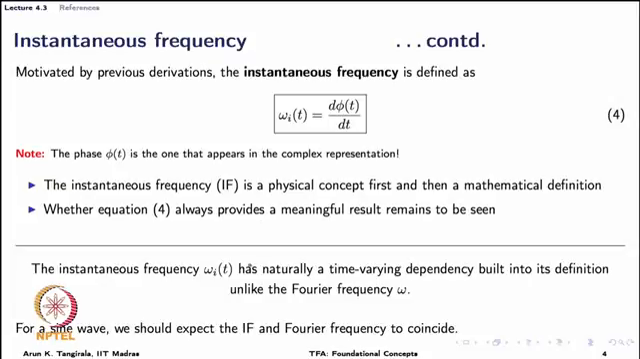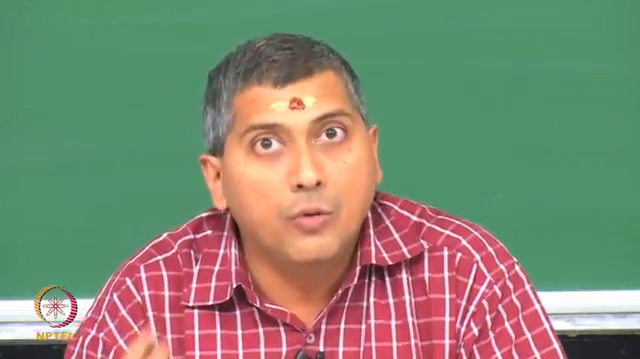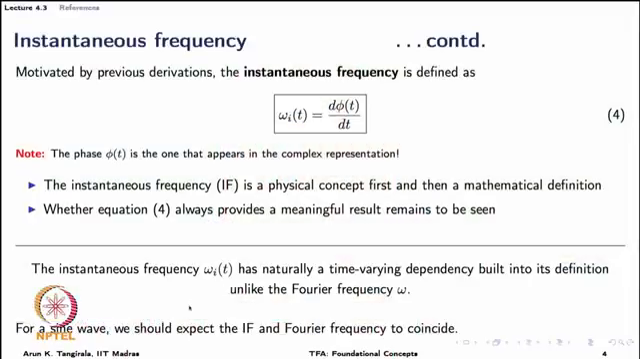Now, obviously this instantaneous frequency is a very useful quantity in time frequency analysis, because that is what I want. I want to know what frequency is present at what point in time. That is, it is a very useful and beautiful quantity to work with. And naturally for a sine wave we should expect that the instantaneous frequency and the Fourier frequency coincide.